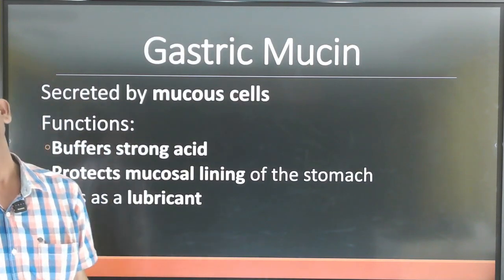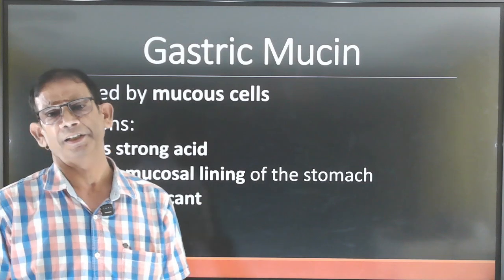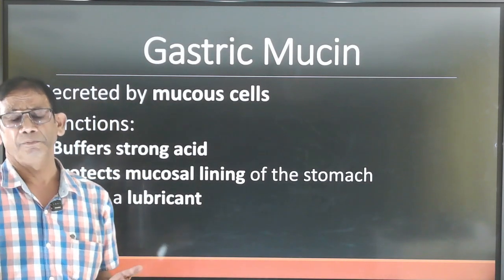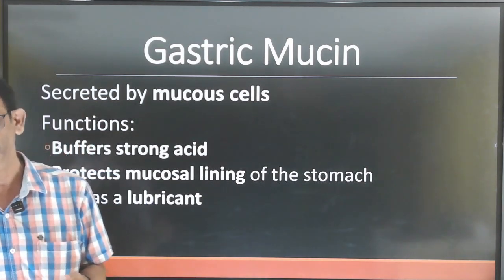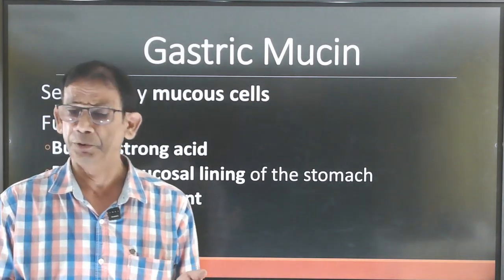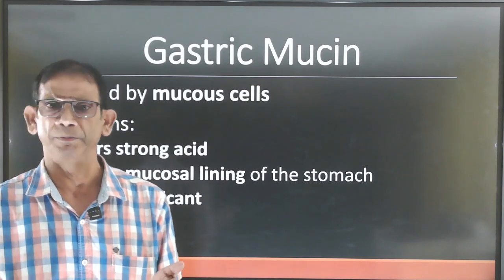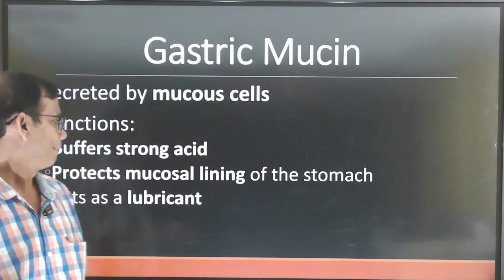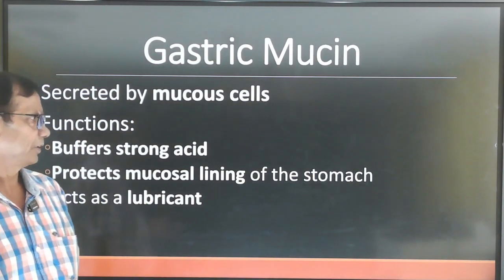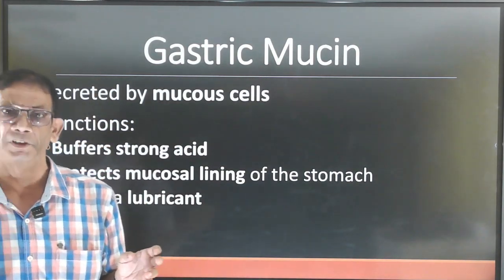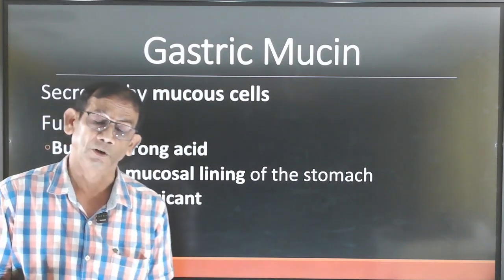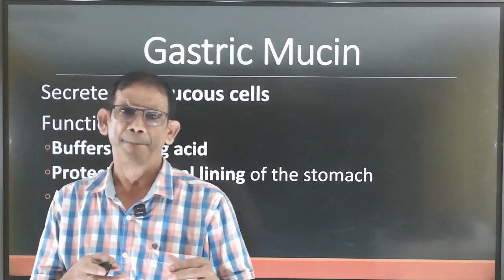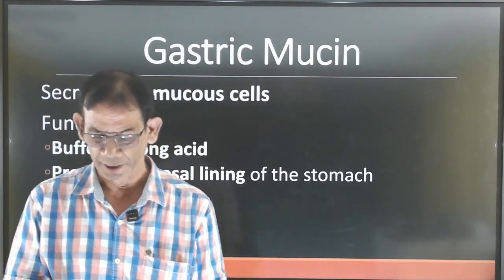Now, the next part is mucin. Mucin is secreted by mucous cells. What is mucin? This mucin helps in reducing the corrosive effect of hydrochloric acid, and acts just like a buffer. It also protects the lining of the stomach, and it also acts as a lubricant so that food can pass easily from one part to another.